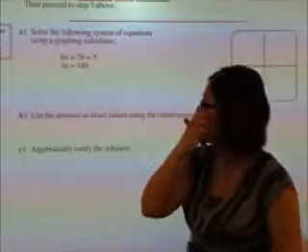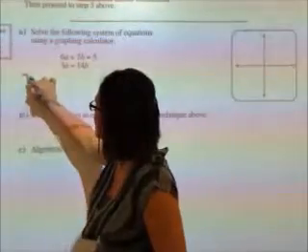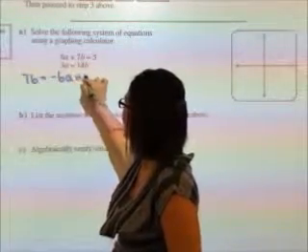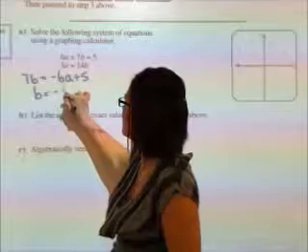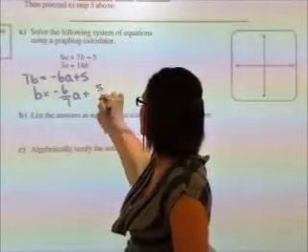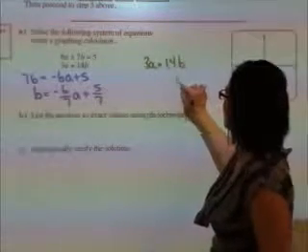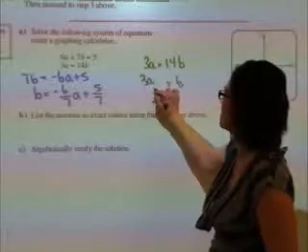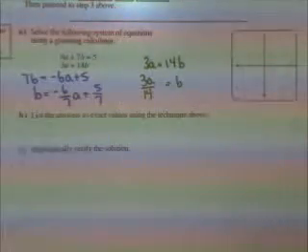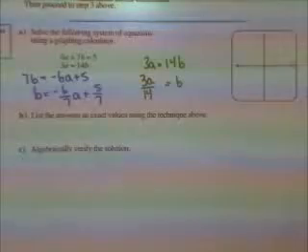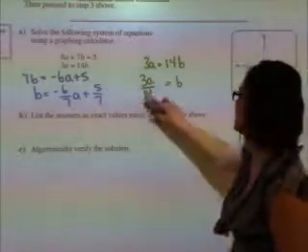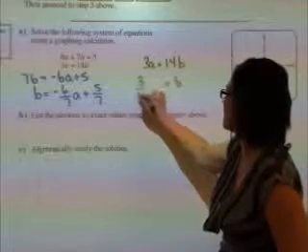So if we isolate for b on the first equation, I would get 7b equals negative 6a plus 5. Divide by 7. And I get these nice, lovely fractions, negative 6/7 a plus 5/7. And then if I do the same thing for 3a equals 14b, I divide by 14, and I get 3/14 a. So I could write it like this.